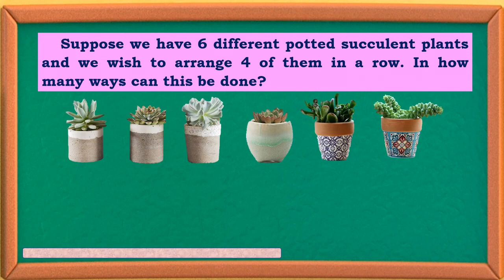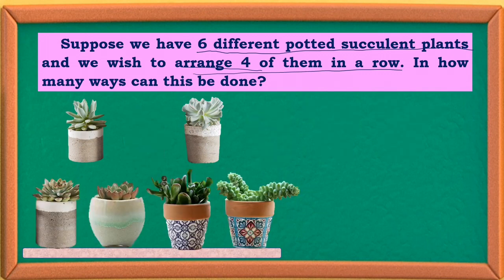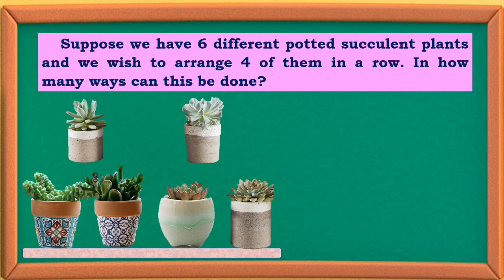Suppose we have 6 different potted succulent plants and we wish to arrange 4 of them in a row. In how many ways can this be done? So we have here 6 different potted succulent plants and you are going to arrange 4 of them in a row. You can choose 4 plants from these 6 succulent plants to arrange in a row. So how many ways can this be done? You can arrange it this way or this way, and so on and so forth. Now, how are you going to compute the number of ways this can be done?